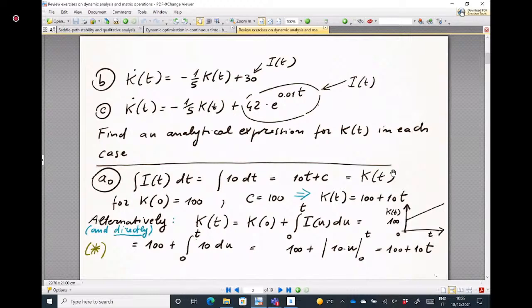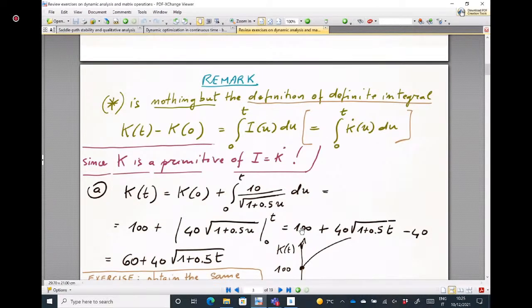And this is a purely mathematical way. The second one is most often used in economics because you already have the solution displayed there with an economic interpretation: initial stock plus accumulated value of the stock from 0 to t. Okay, so it's here.